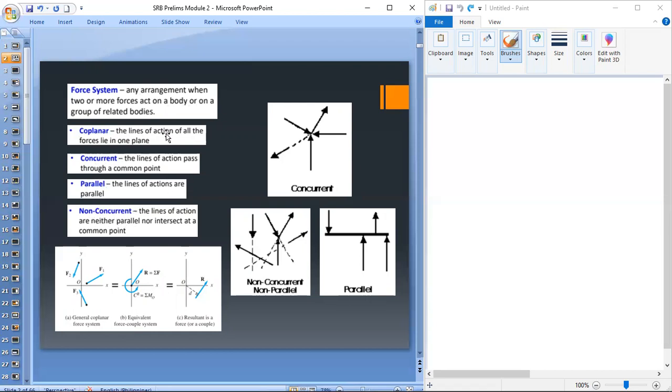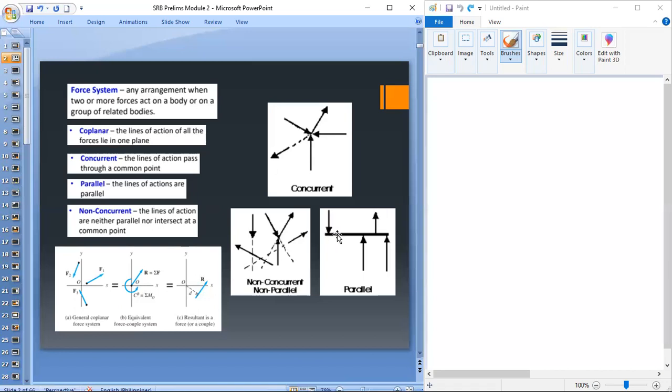In coplanar, the lines of action of all the forces lie in one plane. Yung idea niya lang, lahat ng forces mo nasa iisang plane lang. Concurrent, the lines of action pass through a common point, whether it is compression or tension forces. And then parallel, the lines of action are parallel.